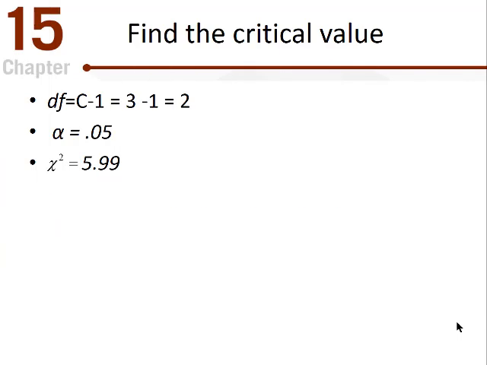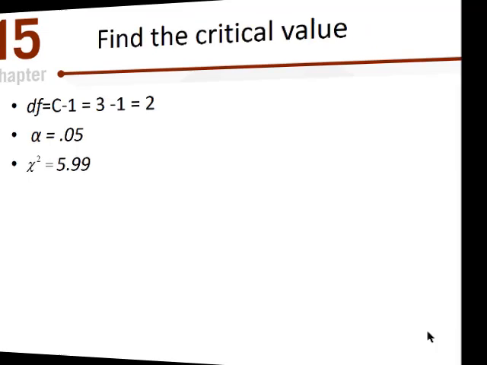For finding our critical value, we know we need the degree of freedom. That's just C minus 1. C stands for categories, and we have 3 categories: morning coffee, fast food, and cell phone. So that's 3 minus 1. We get a degree of freedom of 2. Let's say we have an alpha of 0.05. In the table, we'll see that our critical value is 5.99.